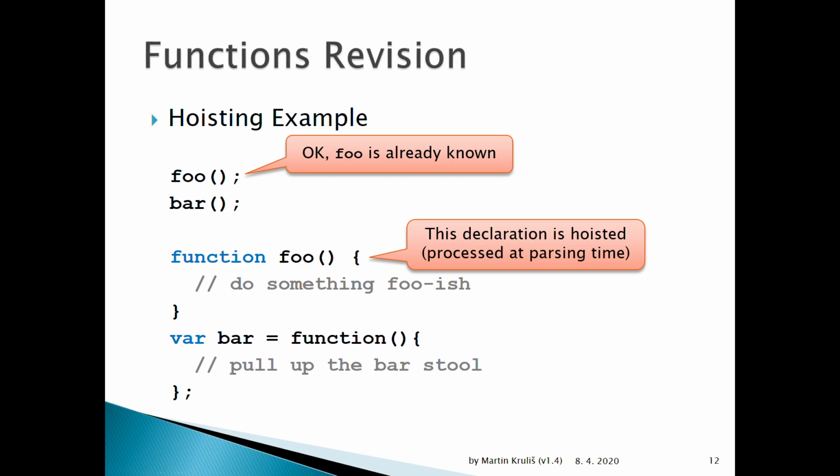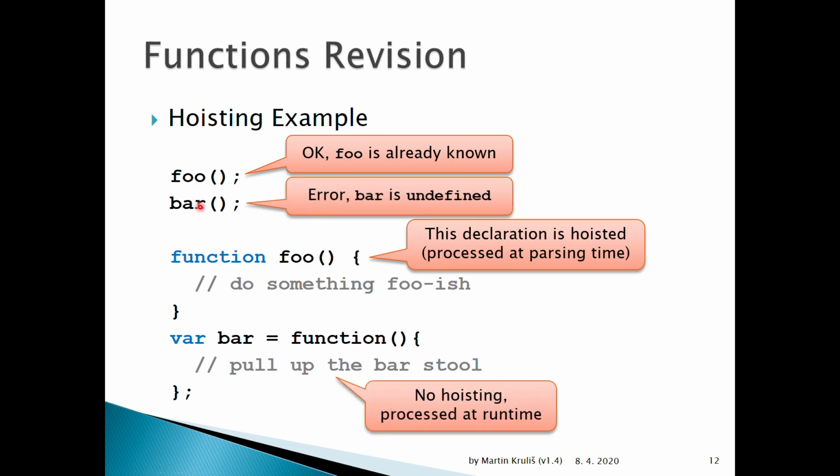It's already known. If I try to call bar here, it will cause an error, because this construct over here will be parsed during parsing time, so the variable bar will be known. However, it will be initialized only where the assignment takes place, so over here bar is still undefined, meaning it holds the undefined value. So if you try to call bar over here, you are basically trying to invoke a function on an undefined value, which obviously causes a runtime error.